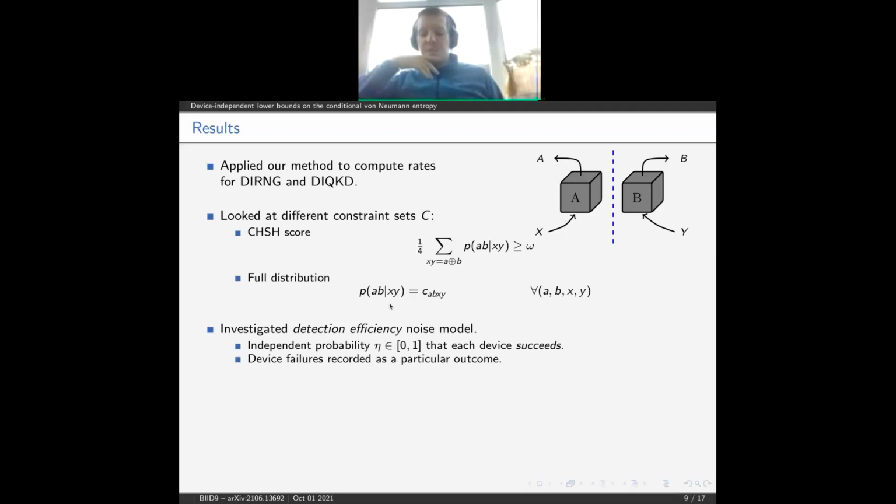Okay, and we want to make this a bit more relevant for experiments. So we looked at devices with some fixed detection efficiency. So each device, with some probability eta, will succeed, and with probability 1 minus eta, the device will fail. And when the device fails, we just record that as some particular outcome that we're allowed to choose. And this allows us to avoid the so-called detection loophole.